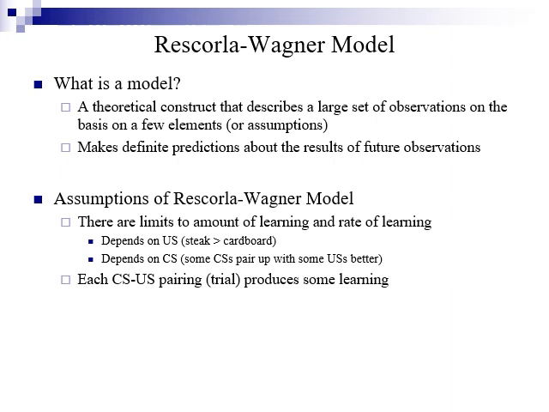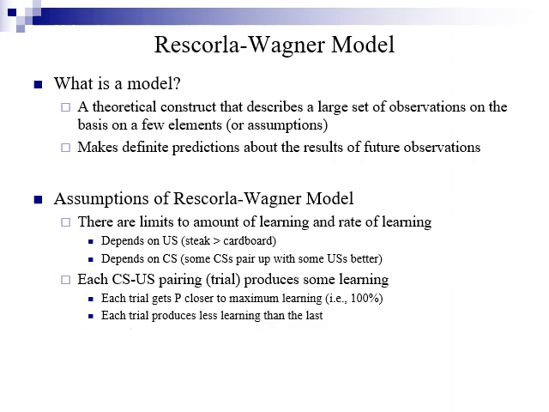It also assumes that every time the CS and US are paired, some learning occurs, some change in behavior occurs. So each trial gets the participant one step closer to its maximum level of learning, or 100%. It also assumes then that each trial produces less learning than the last, which just goes back to how we were describing the learning curve before, which is that we get more learning early, less learning later.